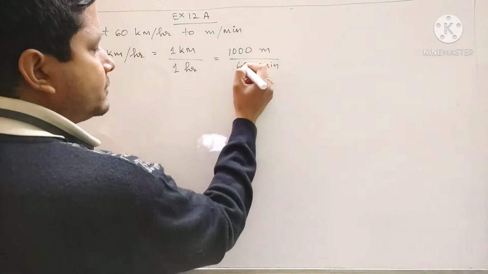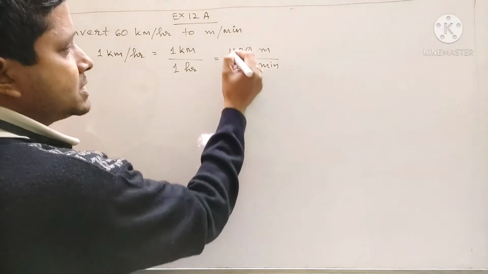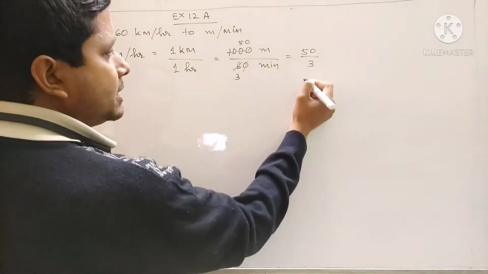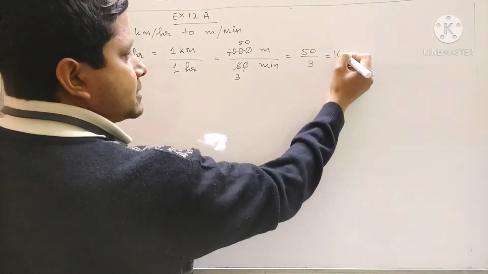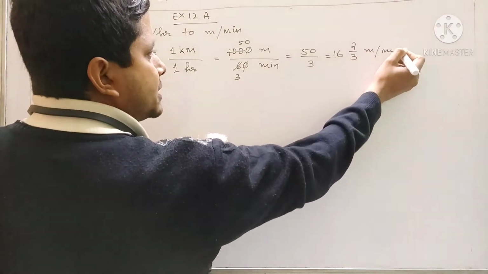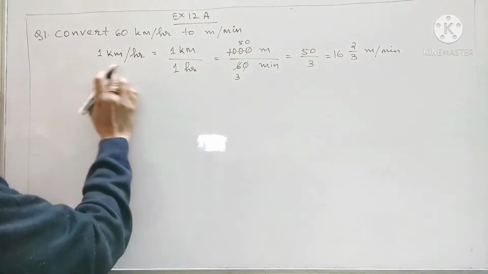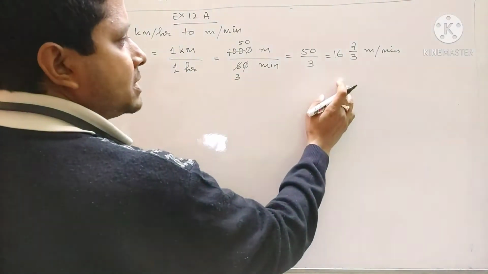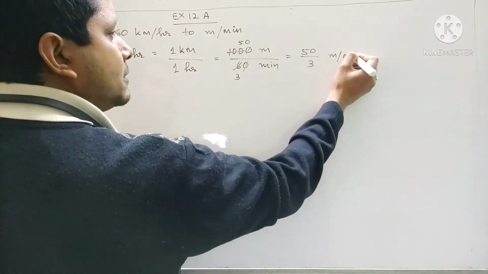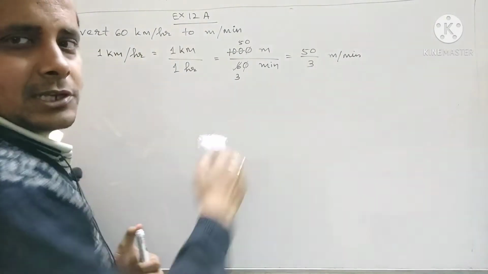So now we will solve this. The zeros will get cancelled, and 2 threes are 6, 2 fives are 10. So it has come 50 by 3, or we can say 16 2 by 3 meter per minute. So we can say that 1 kilometer per hour is equal to 16 2 by 3, or we will write like this only, 50 by 3 meter per minute.